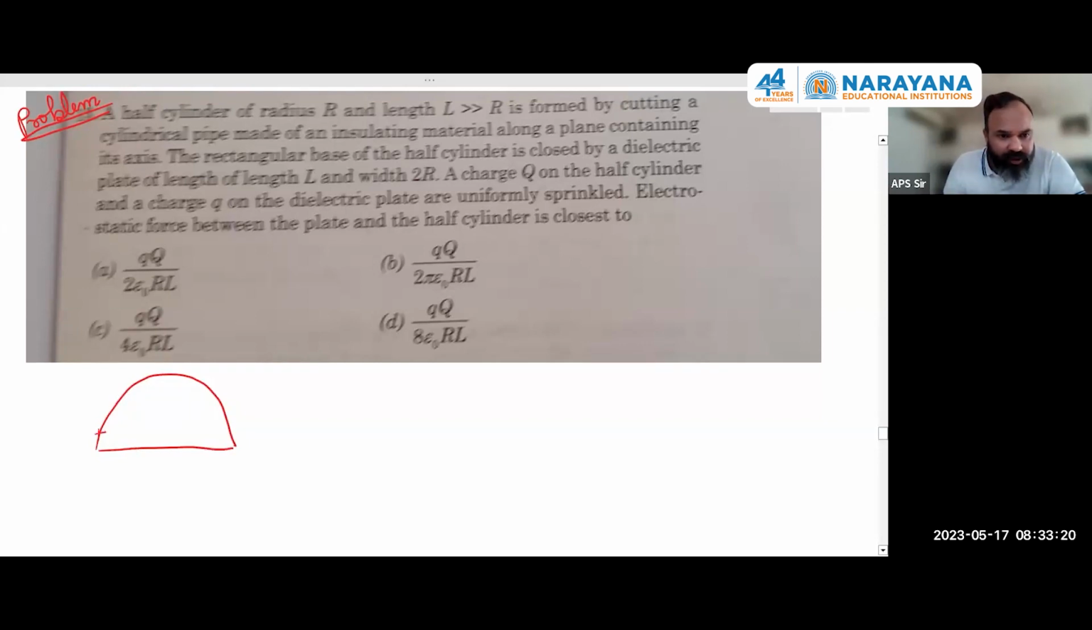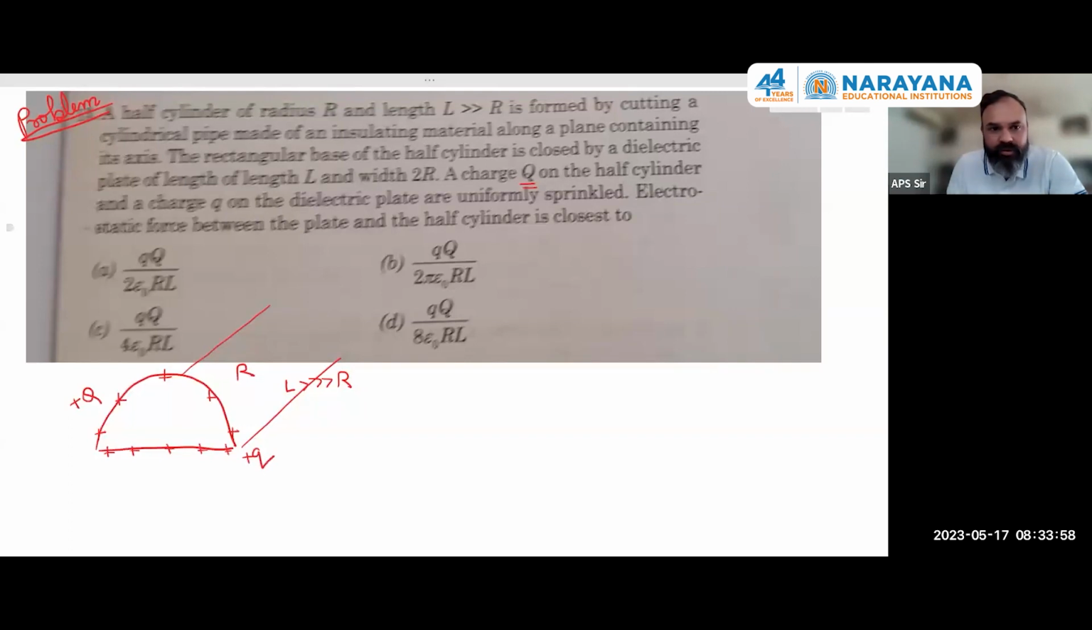So this was the half cylinder having the radius of capital R, and I gave you this impression that this half cylinder is having this length in the third dimension, which is L. L was quite large in comparison to the radius that was given. The question was very clear: the total charge on the half curved surface area of the cylinder is capital Q, and the charge on this dielectric sheet, this sheet here, is plus Q.